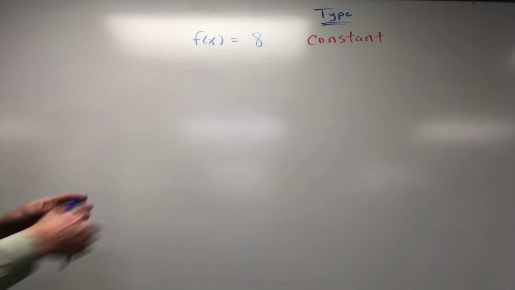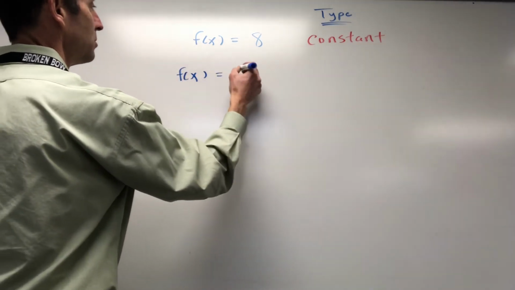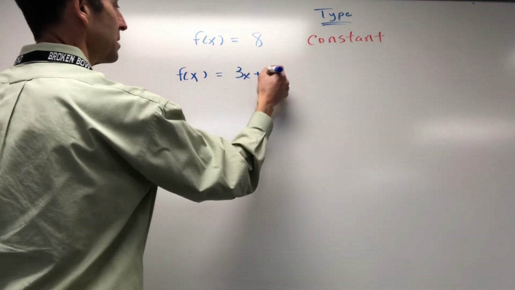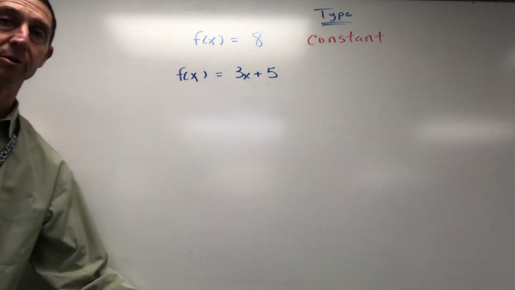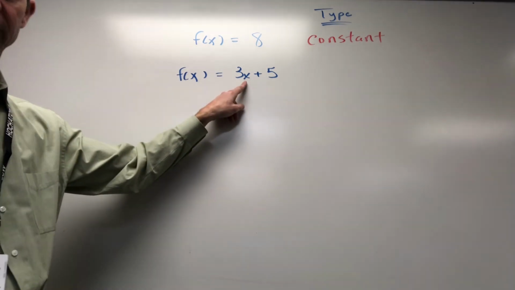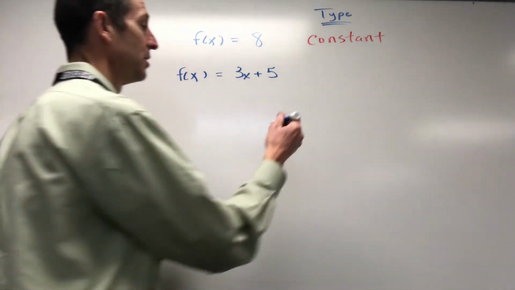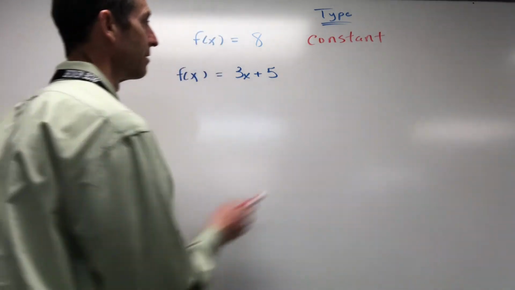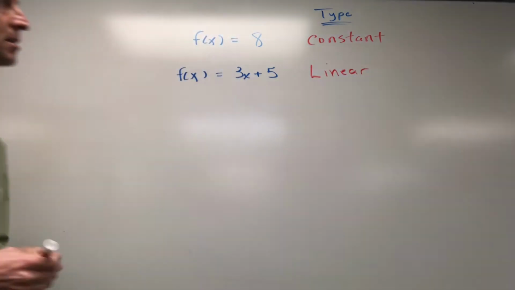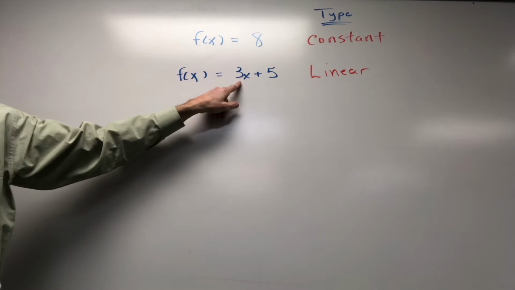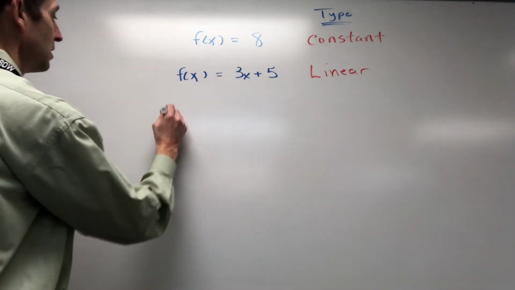All right, let's do a regular one. Let's jump up, like f of x is equal to, how about 3x plus 5. Now, when you look at it, your largest power of x is x to the first. That's your largest power, degree 1. This is called a linear function. So constant function, no x at all. Linear function, right there, x to the first. Let's do another one.